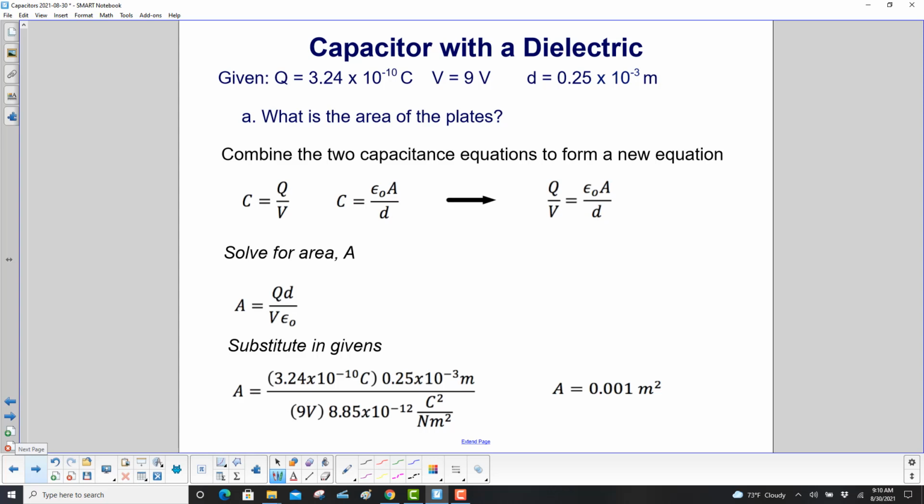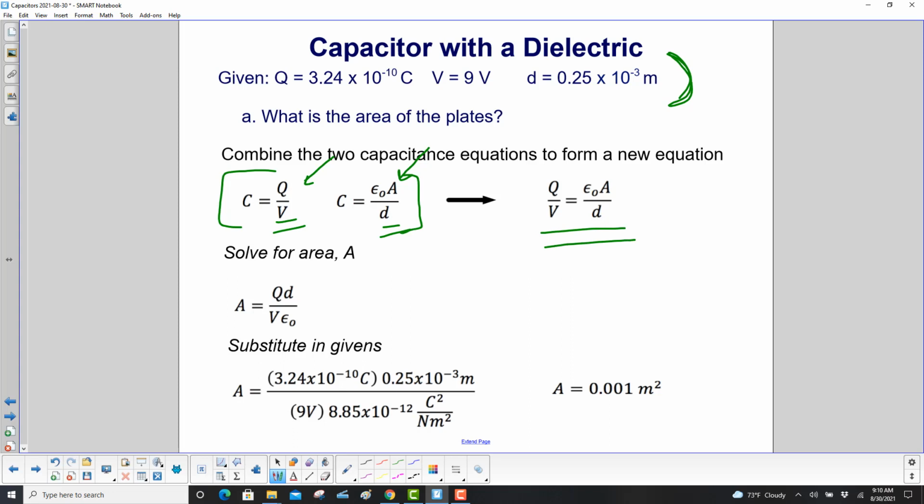We've got our givens up here at the top, and we need to find the area of the plates. We're going to combine the two capacitance equations. This one depends on the battery. This one depends on the physical configuration of the capacitor. And we get Q over V equals epsilon 0 A over D.